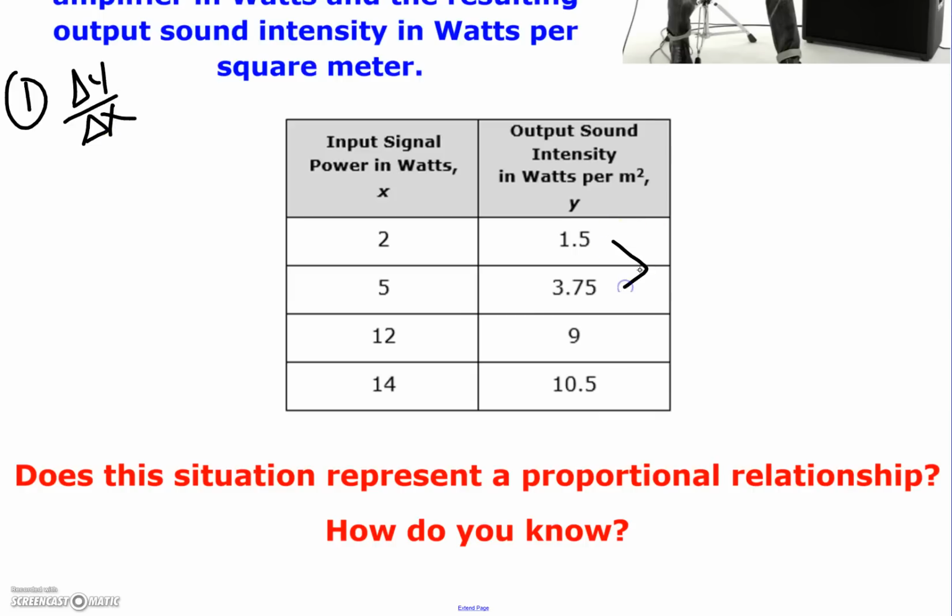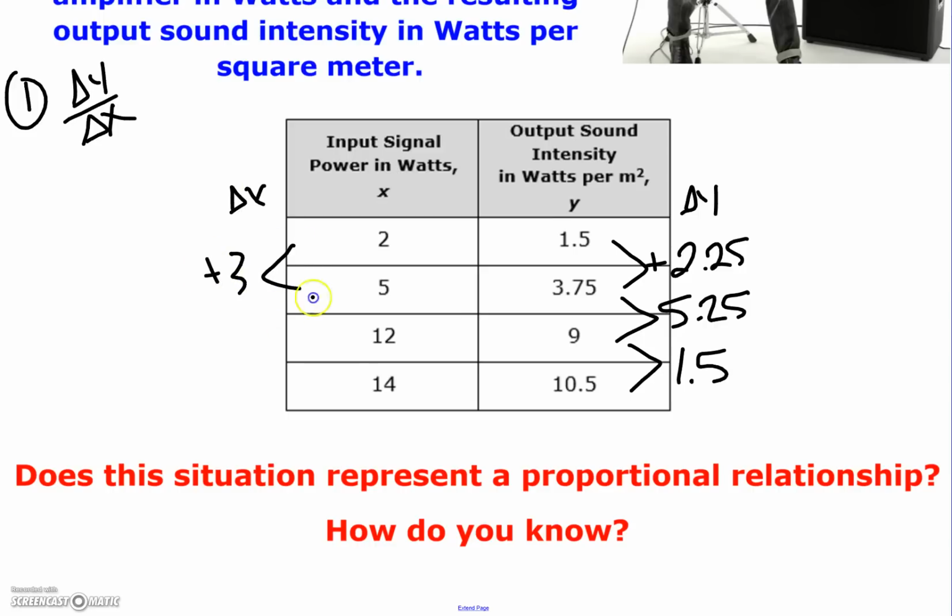So change in Y divided by change in X is going to be 2.25. 3.75 to 9 is going to be 5.25. And 9 to 10.5 is 1.5. Then do your change in X. 2 to 5 is plus 3. 5 to 12 is plus 6. And 12 to 14 is plus 2.